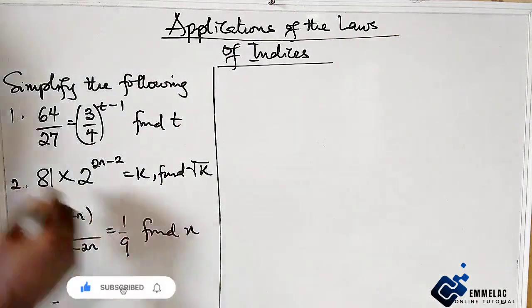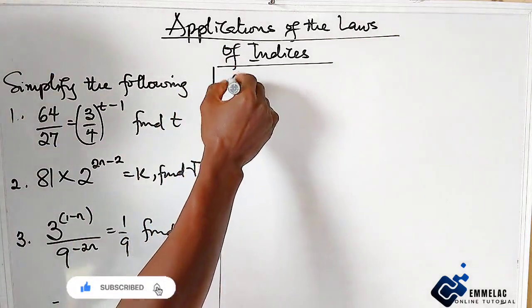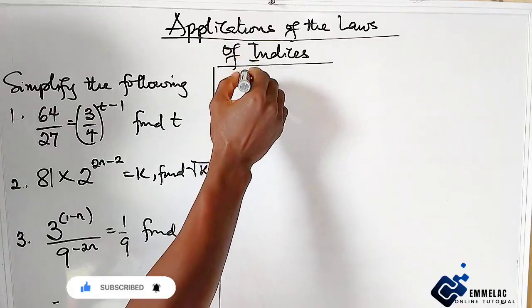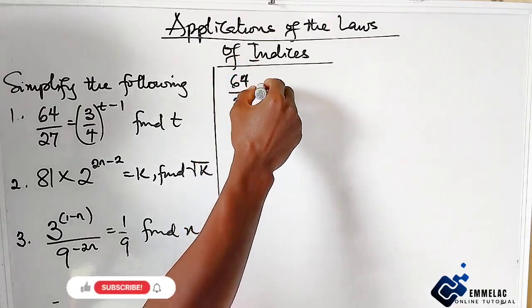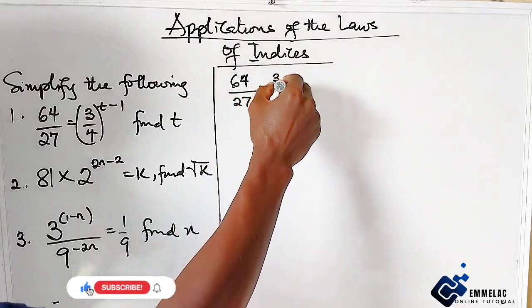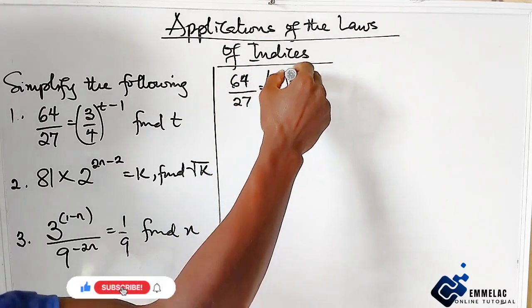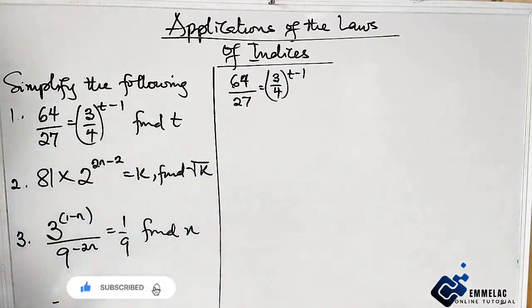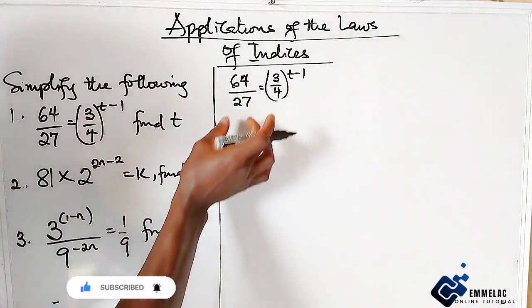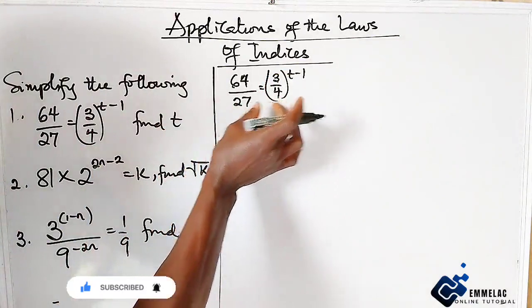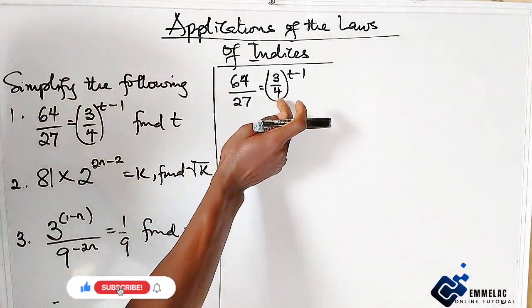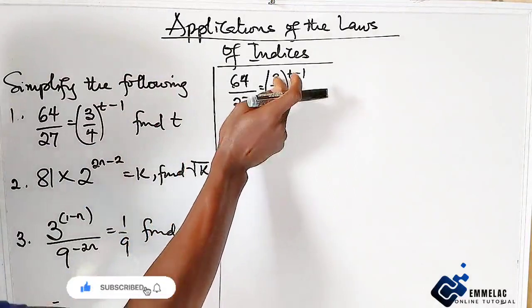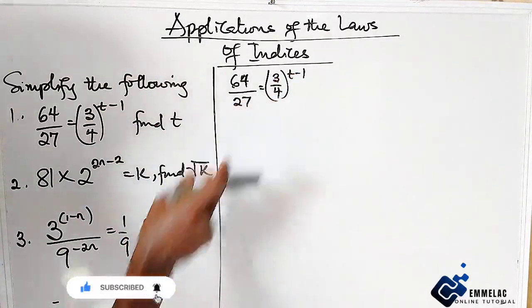Now number one says 64 over 27 equals 3 over 4 all raised to the power of t minus 1. We are told to find the value of t. This implies that the whole of this expression must be equal to this expression. If that is the case, then what we need to do is get 3 over 4 from this expression.